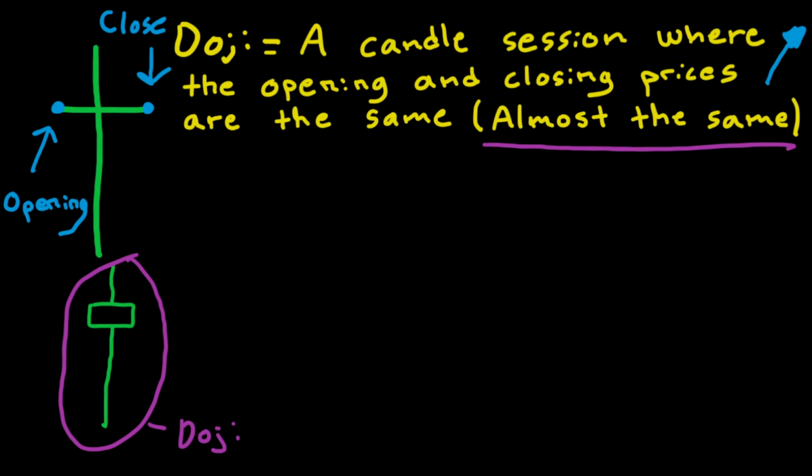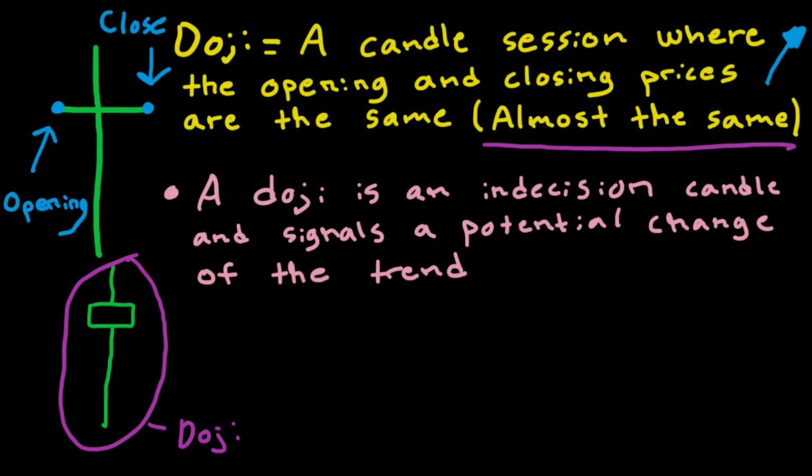But okay, so, what does a doji signal? What can we tell from a doji? Well, a doji is an indecision candle and signals a potential change of the trend. So when we see a doji, we know that neither the bears nor the bulls are in full control. There is a fight between the positive price momentum and negative price momentum.